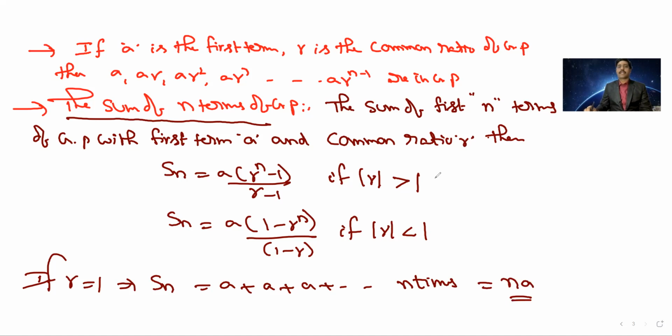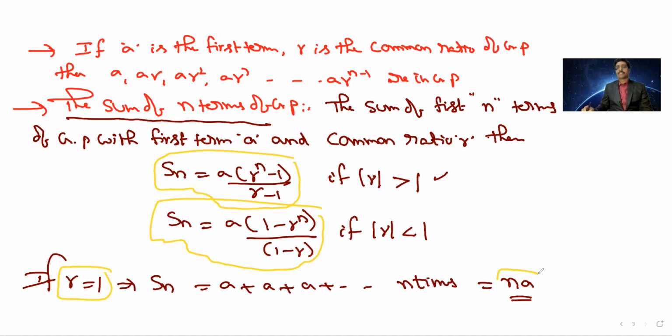If modulus R is greater than 1, the Sn formula is A into R power n minus 1 by R minus 1. If modulus R is less than 1, Sn is equal to A into 1 minus R power n by 1 minus R. If R is equal to 1, the sum of n terms of GP is Na.